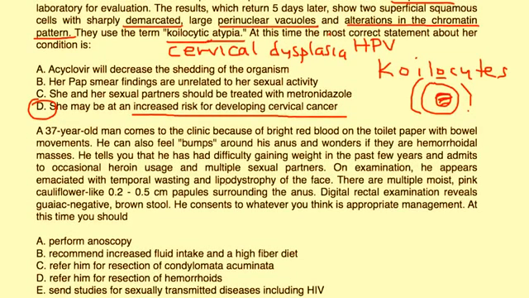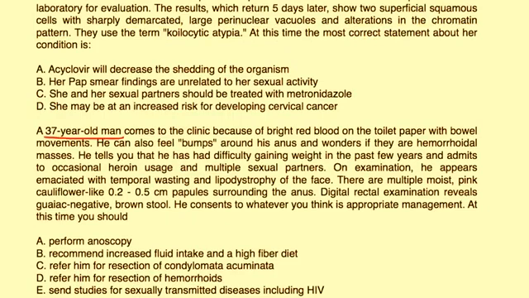And finally, a 37-year-old man comes to the clinic because of bright red blood on the toilet paper with bowel movements. He also feels bumps around his anus and wonders if they're hemorrhoidal masses. He tells you that he has had difficulty gaining weight in the past few years and admits to occasional heroin use and multiple sexual partners. On exam, he appears emaciated with temporal wasting and lipodystrophy of the face. There are multiple moist pink cauliflower-like papules surrounding the anus. DRE reveals guaiac-negative brown stool. He consents to what you think is appropriate management. At this time you should.